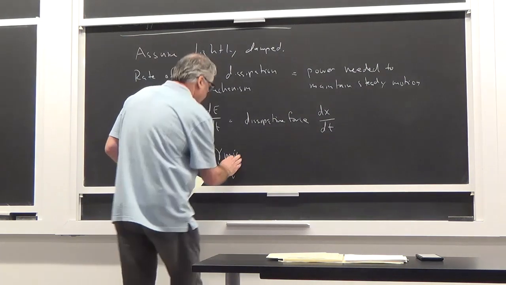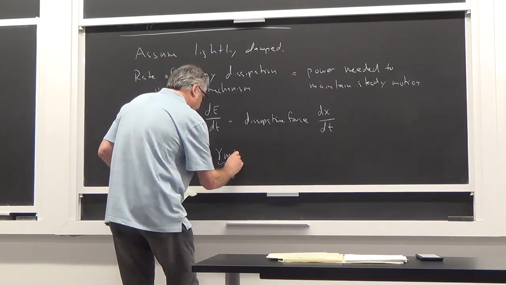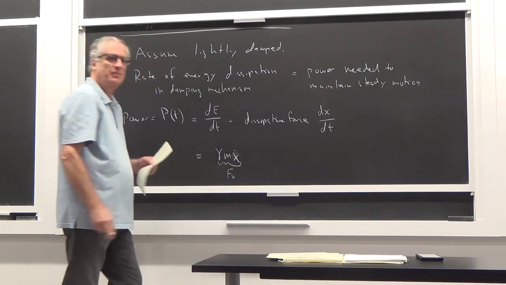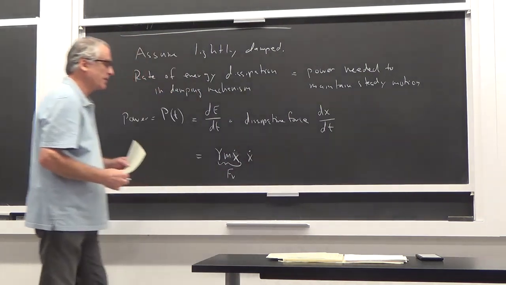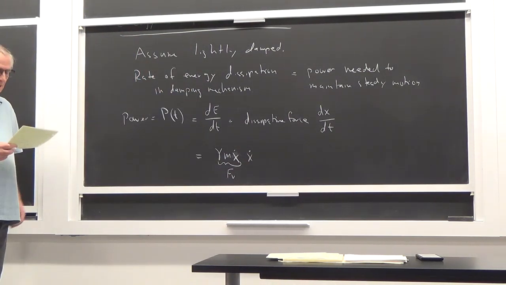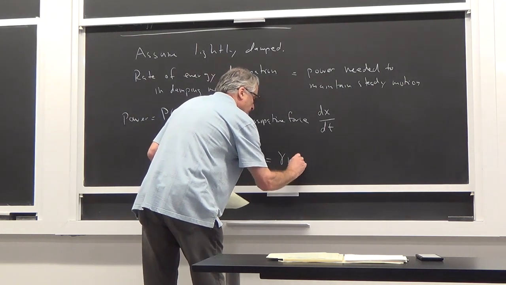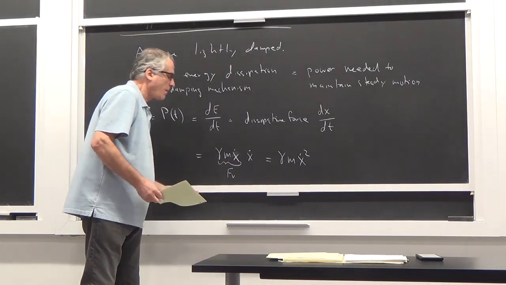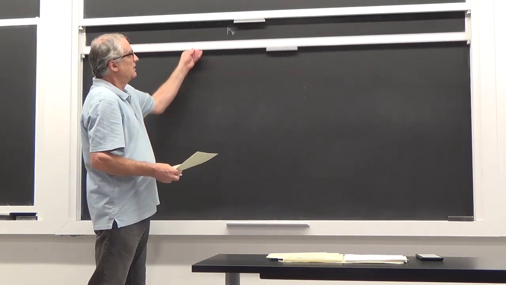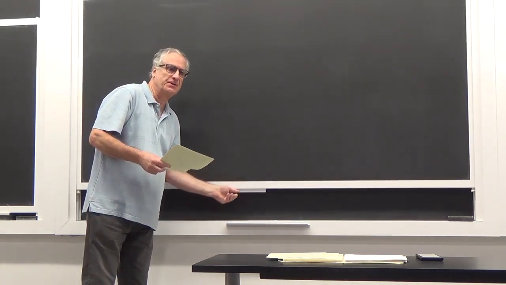So that is not v dot. Yeah, v, which is x dot, sorry, and times dx by dt, which is another x dot. So this is just gamma m x dot squared. So we know what x is, so we can figure out what x dot is by taking the derivative.